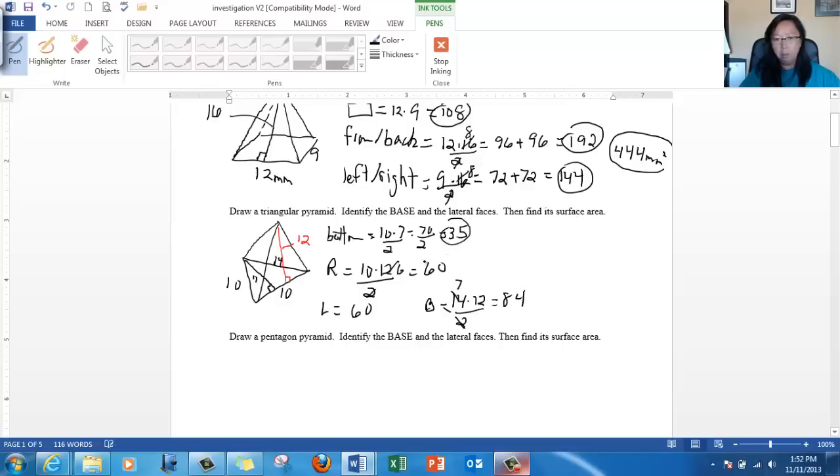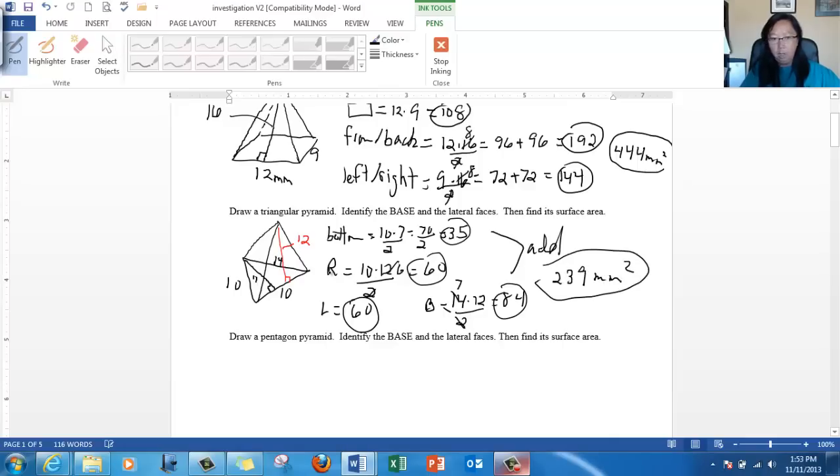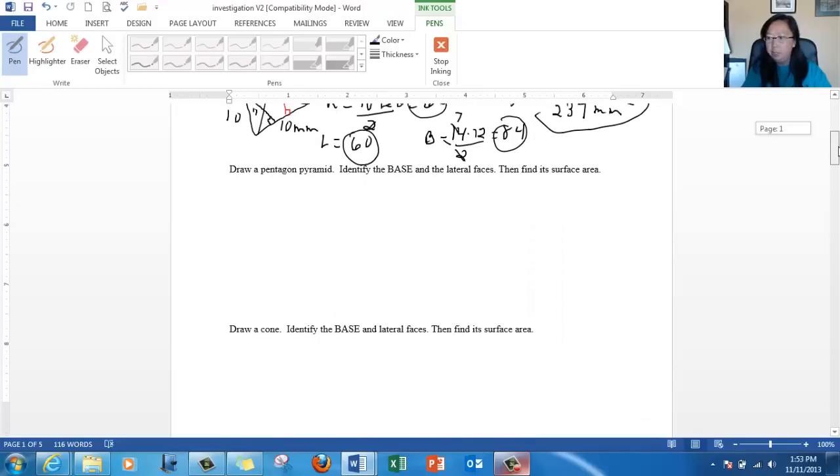So now I have to add the bottom, the right, the left, and the back all together to get the final answer. When I add all those together, I have 239 millimeters squared. All of these were in millimeters. Okay? So notice that triangular pyramid had none of the triangles really the same.